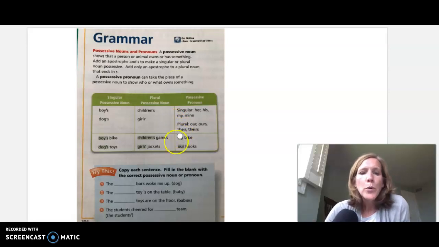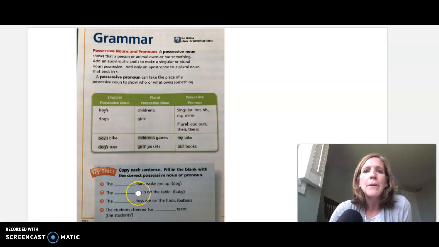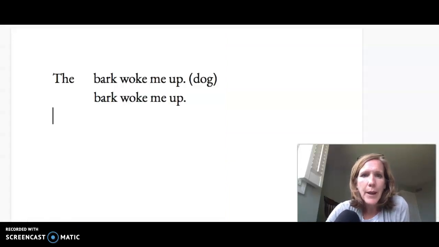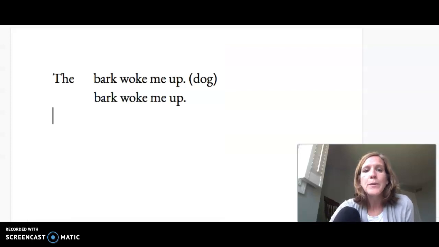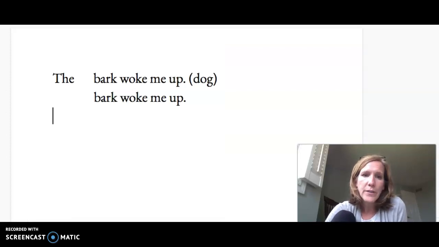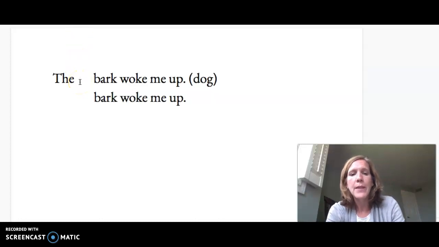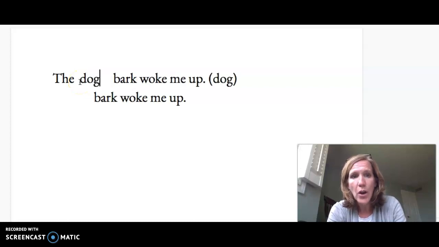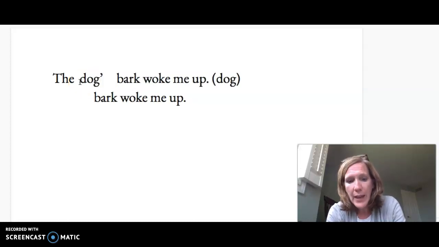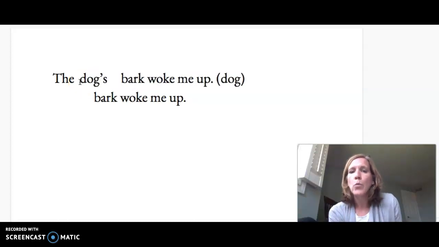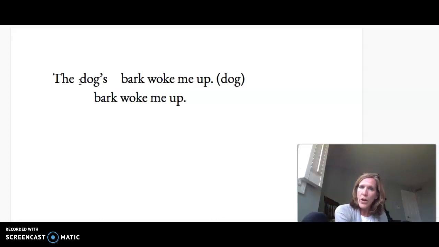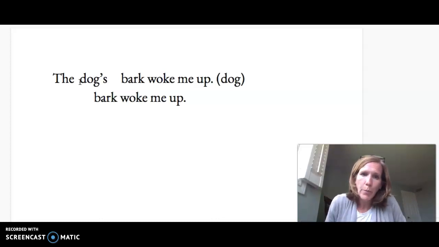Okay, so we're going to take a look at this bottom section, but I'm actually going to just retype it so that we can see it a little bit easier. For example, if this was the sentence, the blank bark woke me up, and I want to put the word dog in there, we could say the dog's bark woke me up. It's one dog, so it's dog, and then apostrophe S. The dog's bark woke me up. One dog, and that dog's bark woke me up.